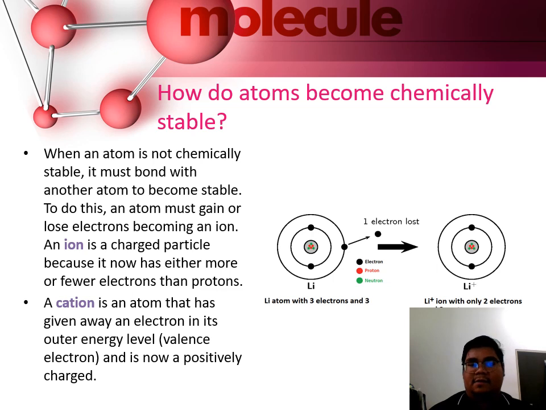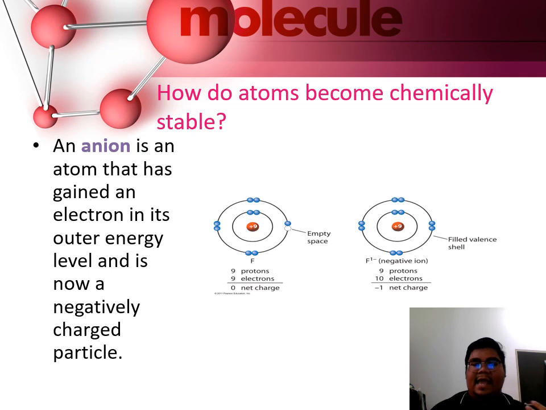So how does an atom become chemically stable? When an atom is not chemically stable, it must bond with another atom to become stable. To do this, an atom must gain or lose electrons to become an ion. An ion is a charged particle because it has either more or fewer electrons than protons. For example, a cation is an atom that has given away its electrons, so it has become positive. So we call this a cation, or a positive ion.